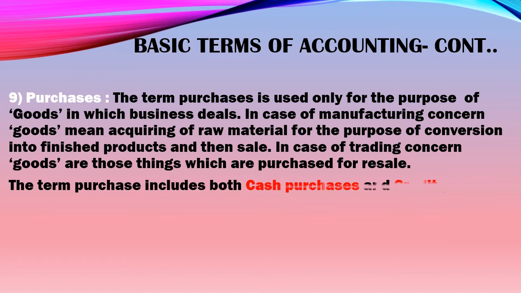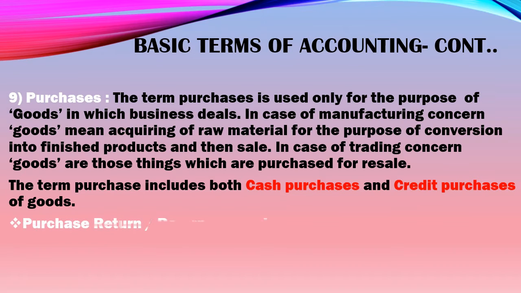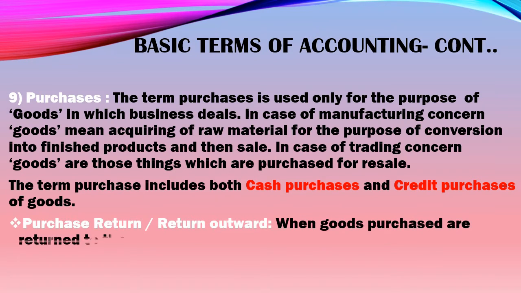The term purchase includes both cash purchases and credit purchases of goods. Purchases can be in cash, where you take goods and give cash, or credit purchases, where you will make the payment in future. Nowadays there is also advance payment, where you purchase goods from the manufacturer or the seller and pay before the goods are available to you, so that they will provide you with the goods.